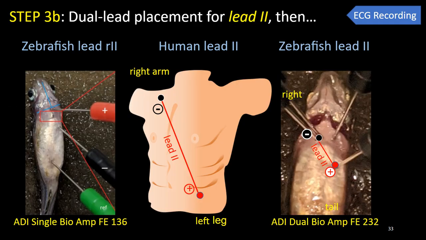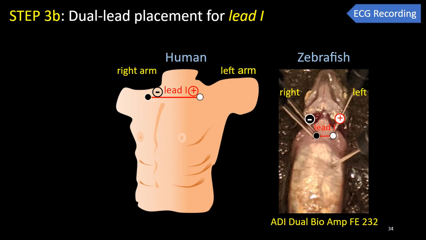Placement for lead 2 is done the same way as for lead R2, but with flipped polarity to insert the positive electrode at the apex and the negative electrode at the base. Placement for lead 1 is done by inserting the lead 1 negative electrode at the ventricular base next to the lead 2 negative electrode, then by inserting the lead 1 positive electrode also at the base, 2 mm left laterally to the lead 1 negative electrode.